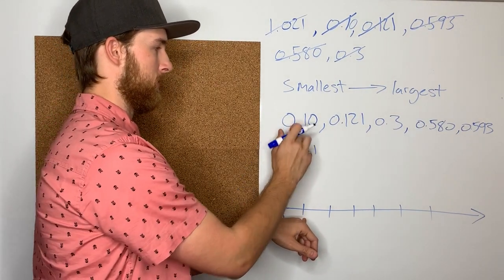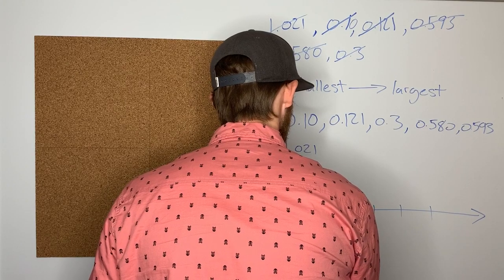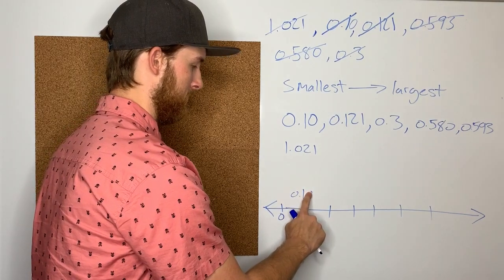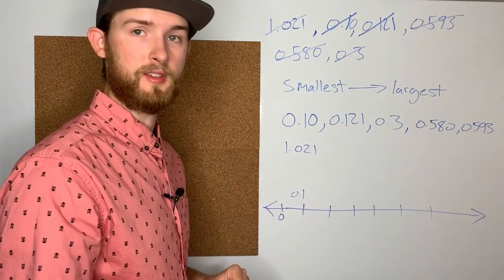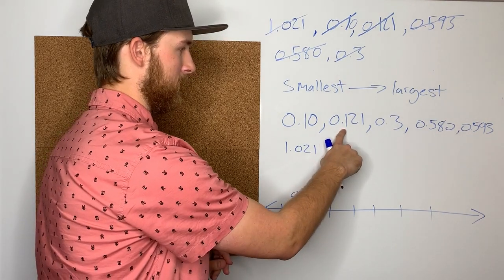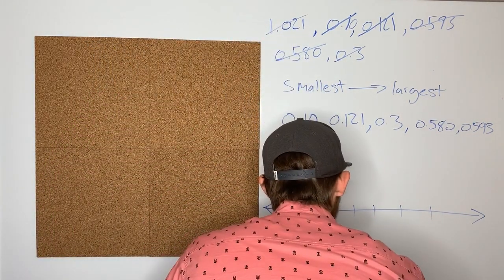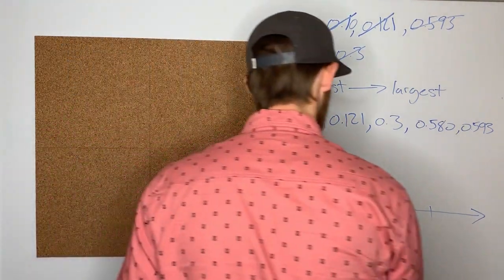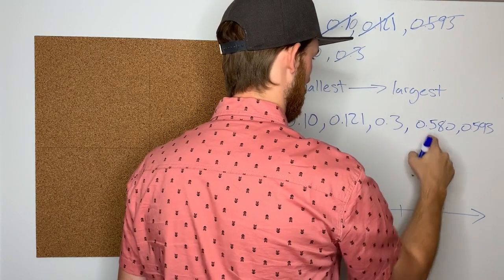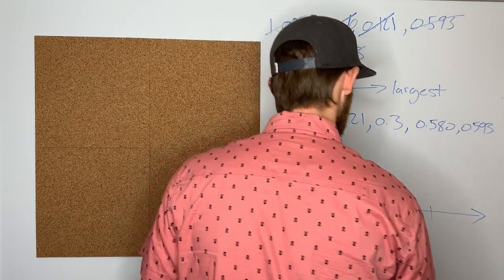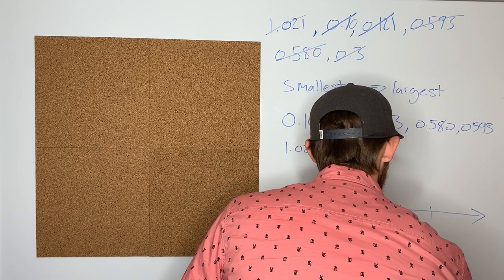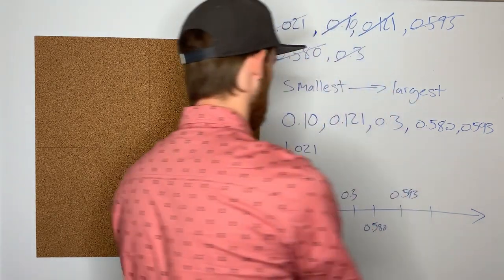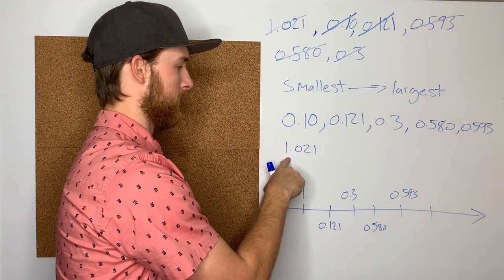Above 0, we have 0.10. And again, you can also write that as 0.1. For these situations, it's the same thing. Our next number is going to be 0.121. Our next one is 0.3. And our next is 0.580. 0.593, and our last number above everyone else is 1.021.